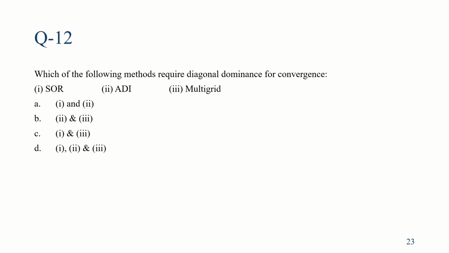ADI is a tridiagonal matrix algorithm. SOR, successive over relaxation, similar to the Gauss-Seidel method, also requires the diagonal dominance condition for convergence. And third is the multigrid method. So 1, 2 and 3 is the right answer. Option D is the right answer.